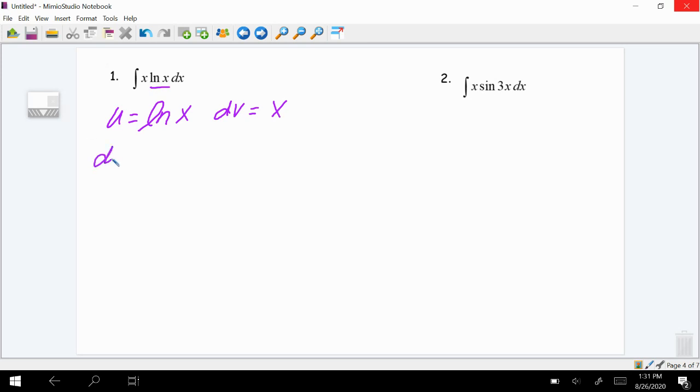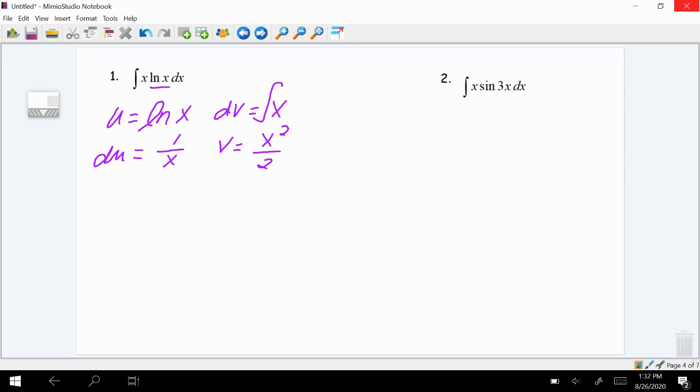Once I have that, then I want to go underneath each part and write down what's the derivative of the natural log of x. Well, that's 1 over x. And then over here, what's the integral of x? Well, that's x squared over 2. Then I always put it in this order. I'm totally a creature of habit. I always have my u with my du under it and my dv with my v under it.